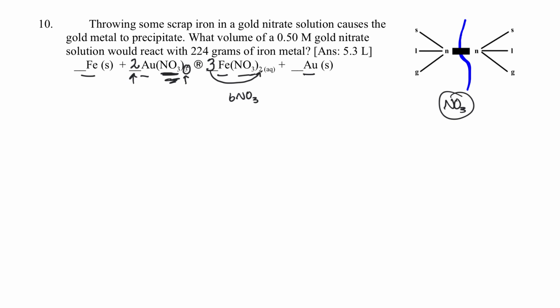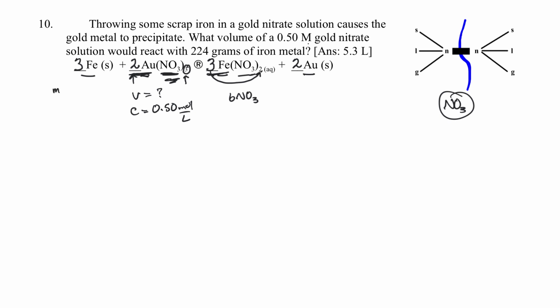But then that messes up my other stuff, right? So let's fix the irons. So 3 irons, I need to put a 3 there for iron. Now I've got 2 golds, so over here I have to have 2 golds. Okay, and then just to do the stoich part, it says, what volume of a 0.5 molar gold nitrate solution? So they want to know volume, and they give me the concentration as 0.50 moles per liter. Will react with 224 grams of iron metal.